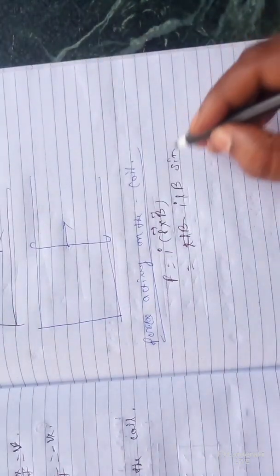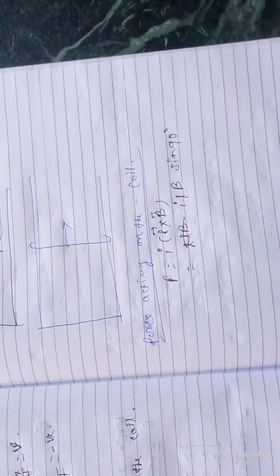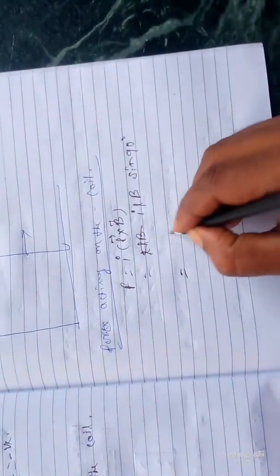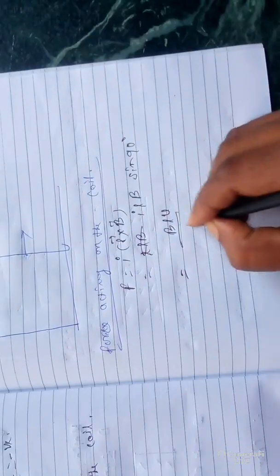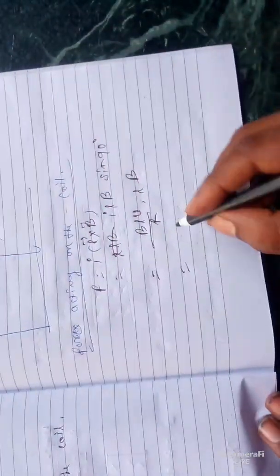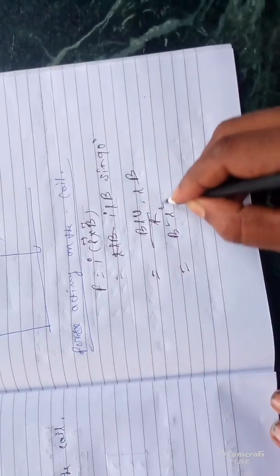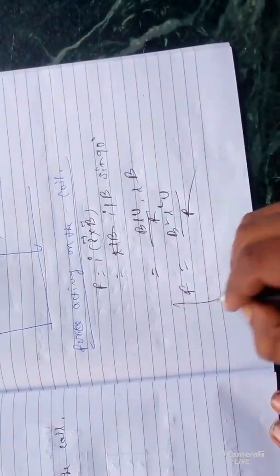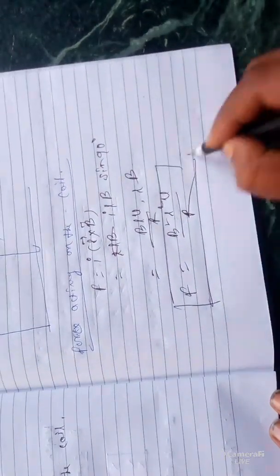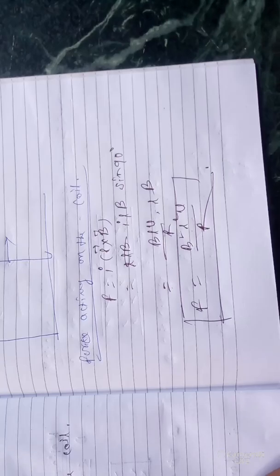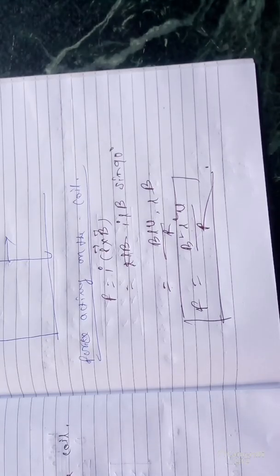What is the value of theta? Sin 90 degrees, because L and B are perpendicular to each other. What is the value of I? I is BLV by R, into L into B. So you will get B square L square V by R. This is the force acting on that coil. Very important, B square L square V by R. Clear? So that's all for today's class. Thank you.